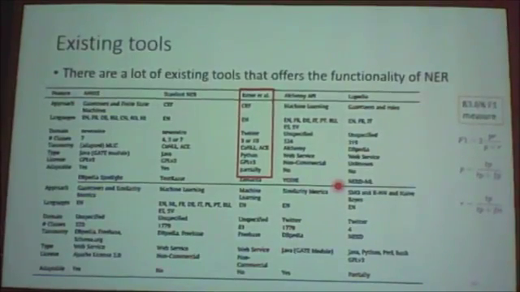So there are a lot of existing tools that offer NER functionality, and one of the biggest ones has proven to have a very high F1 measure in recognizing entities. For those who don't know what the F1 measure is, this is the formula. And Stanford NER is also a very state-of-the-art NER system. So these are the highlighted ones, and there are obviously more tools.